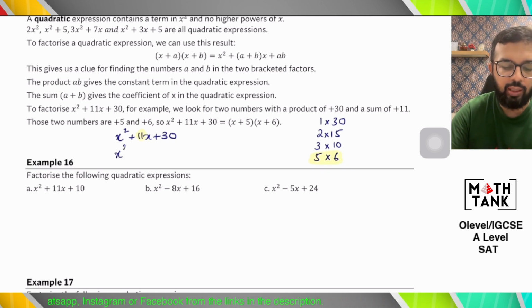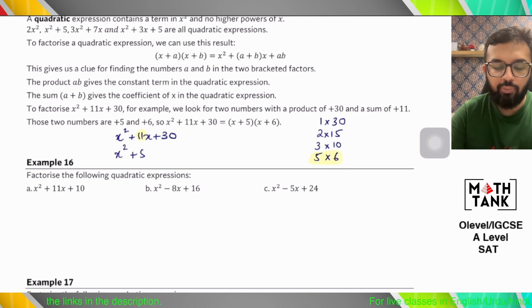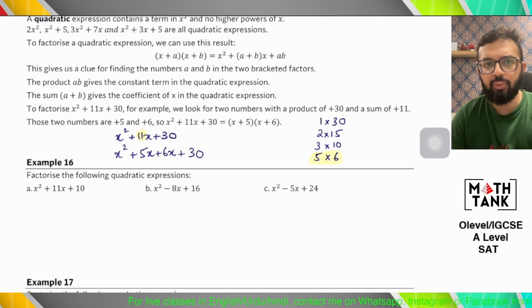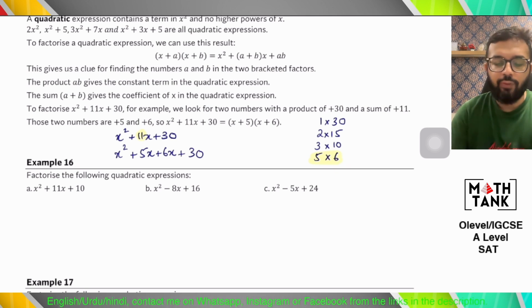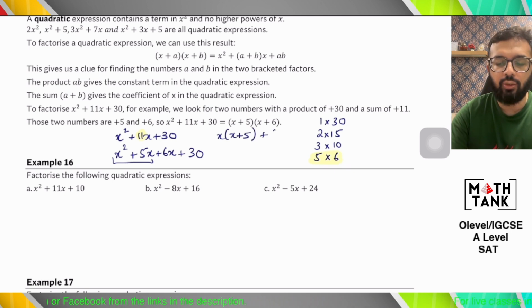What you do is you write this 11x as a broken middle term. So I can write it as 5x plus 6x, in any order, that doesn't matter because the signs are the same. Then what you do is you factorize by pairing. What's common to the first two? What's common to the other two? 6. You see the bracket has come out the same. So I get x plus 5 and x plus 6.